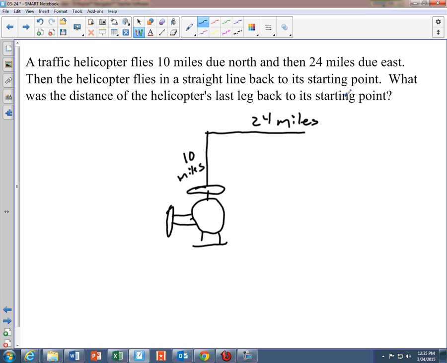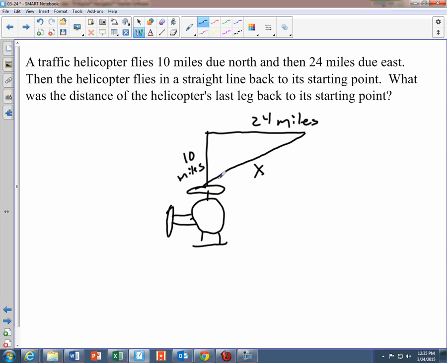And then it's going to fly straight back. Helicopters are nice because they don't have to stay on a road, so it flies straight back home. That was pretty much straight. And it says, what was the distance of the helicopter's last leg back to its starting point? It wants to know what is that distance that we just drew right there, and that is x.